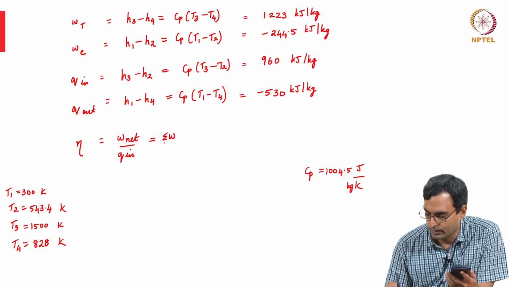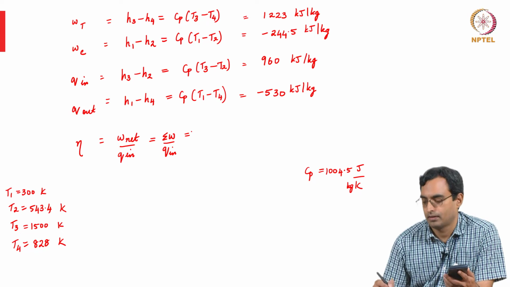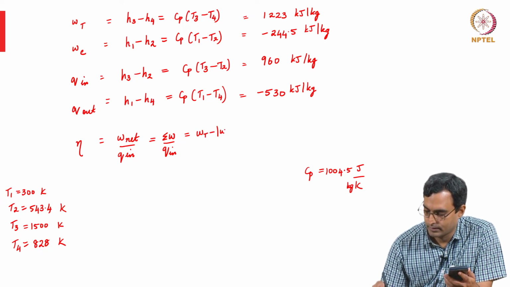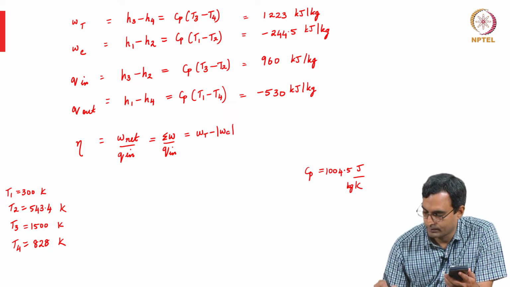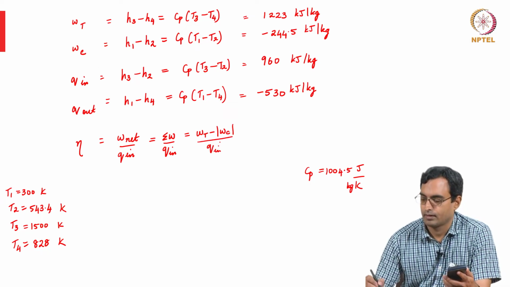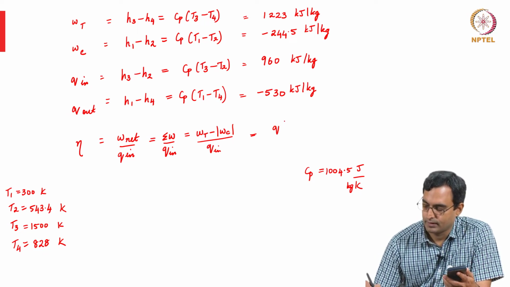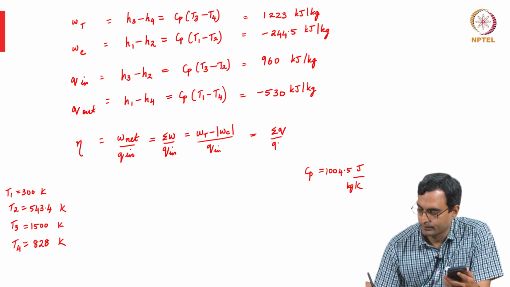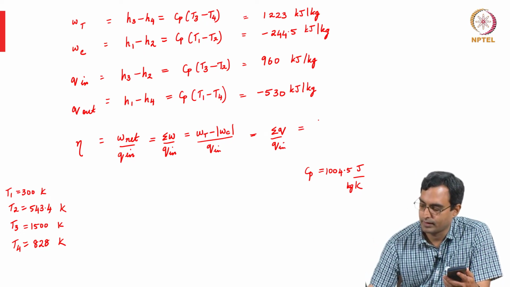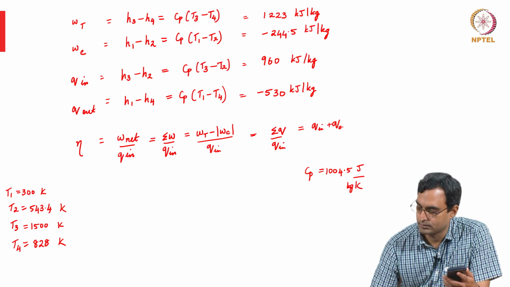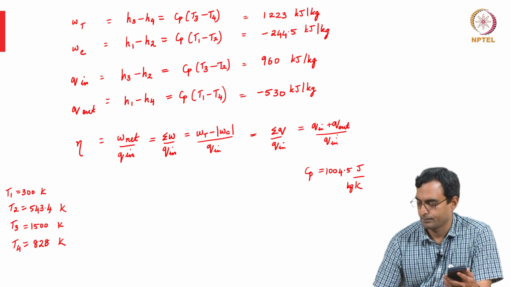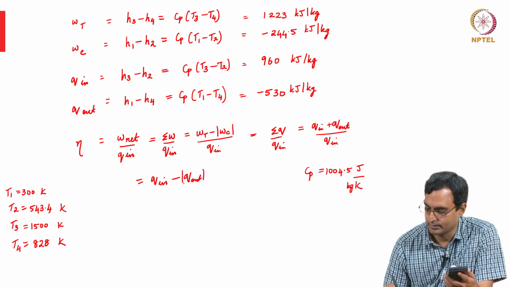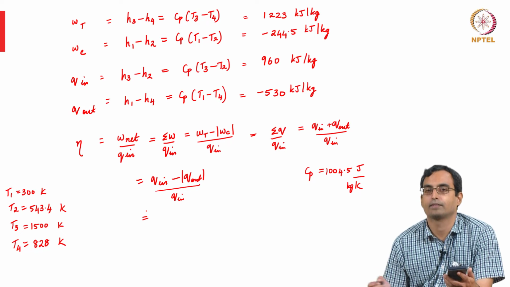That's equal to sigma W by Q in. I can write this as sigma W and just sum up these two, or I can also write this as turbine work minus mod of compressor work, by Q in. So essentially all the same thing. I can also write this as sigma Q by Q in, which is Q net, or Q in plus Q out by Q in, or Q in minus mod Q out, where I take the minus sign already, divided by Q in. I can write it in all of these forms, they are all the same.